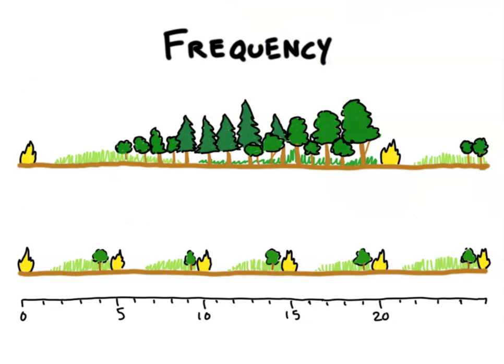Frequency refers to the average amount of time from one fire to the next fire affecting that particular spot. Some places, like the savannas of Africa or northern Australia, have fire frequencies of 1 to 5 years. That is, a given spot might burn as often as every year, and will probably not go more than 5 years at a time without burning.